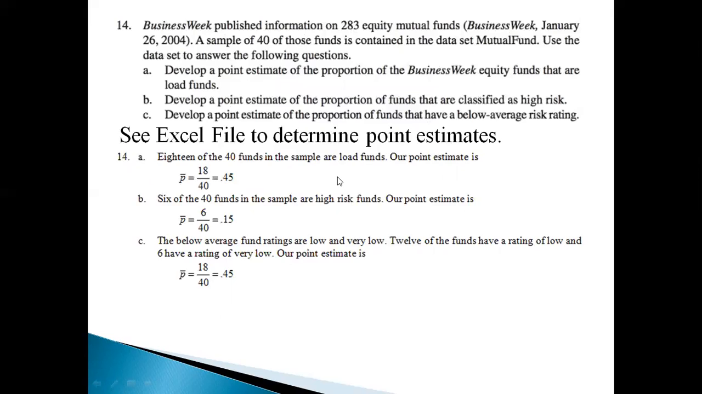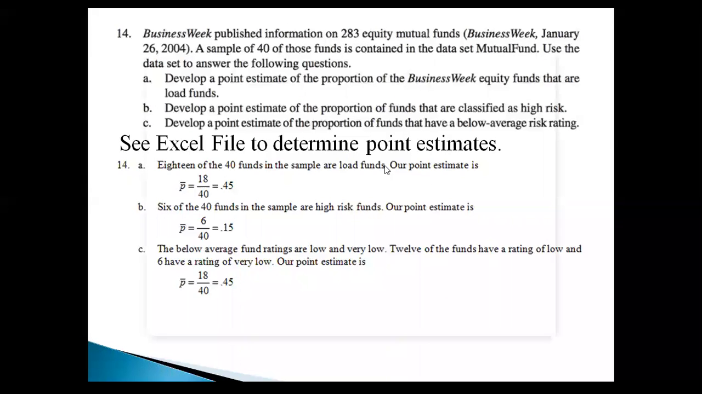Okay, here we have Business Week published information on 283 equity mutual funds. A sample of 40 of those funds is contained in the dataset MutualFund. Use the dataset to answer the following questions. Develop a point estimate of the proportion of the Business Week equity funds that are load funds, develop a point estimate of the proportion of funds that are classified as high risk, and develop a point estimate of the proportion of funds that have a below average risk rating. So we really have to look at our data here. And where did my data go?